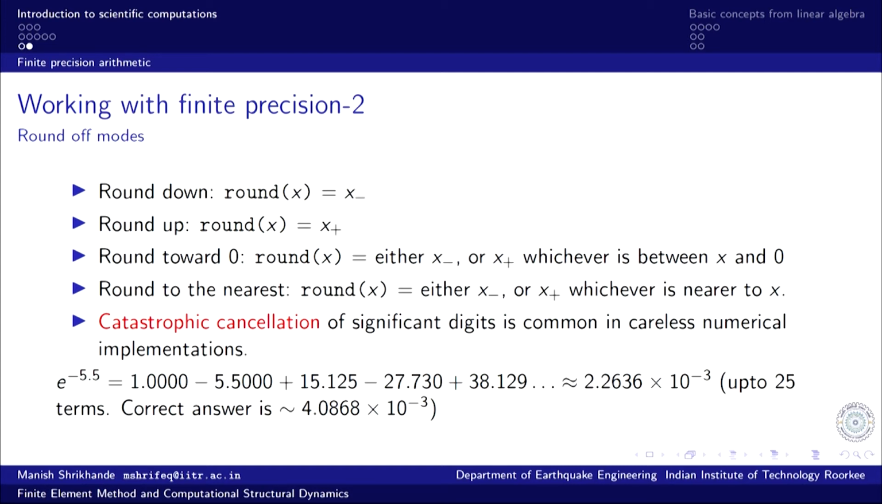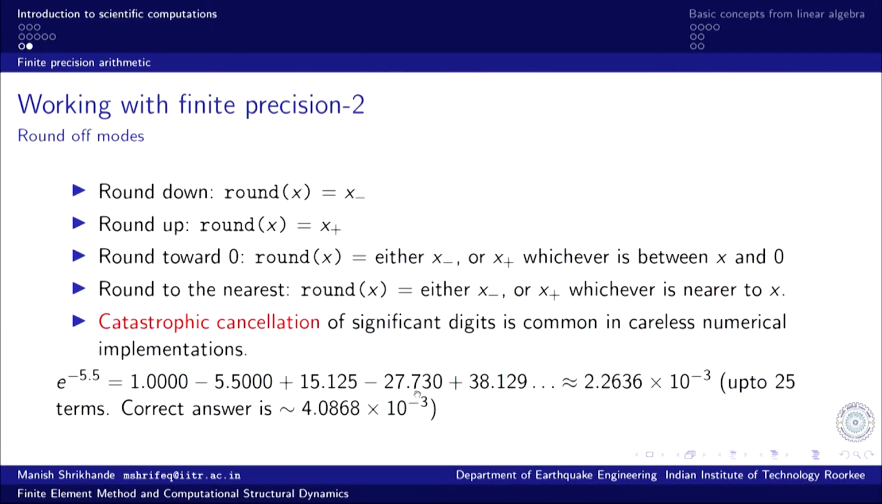alternate addition and subtraction. If I subtract two large numbers, that is what you will see here. As we go to the higher terms in the series, you will see that subtraction of very large numbers is happening. Even in this case you can see that minus 27.7 is added to 38.129. So, two large numbers, and then subsequent numbers are even larger.